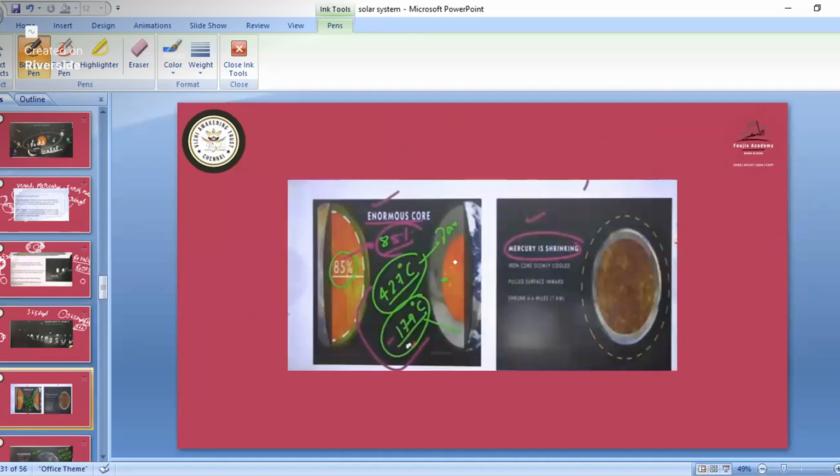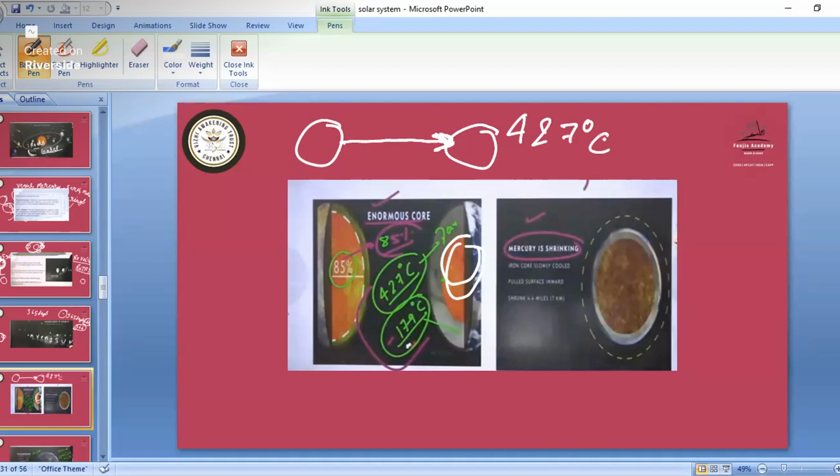Now we'll see why this Mercury has no life. We'll see the inner parts, the core part. See why there is no existence of life: during the daytime, when the Sun is facing Mercury, the temperature is 427 degrees Celsius. We know that even on Earth we are not able to survive at 55 degrees, or say 45 degrees. So how can we survive at 427 degrees? So there is no existence of life because of the high temperature in the daytime.